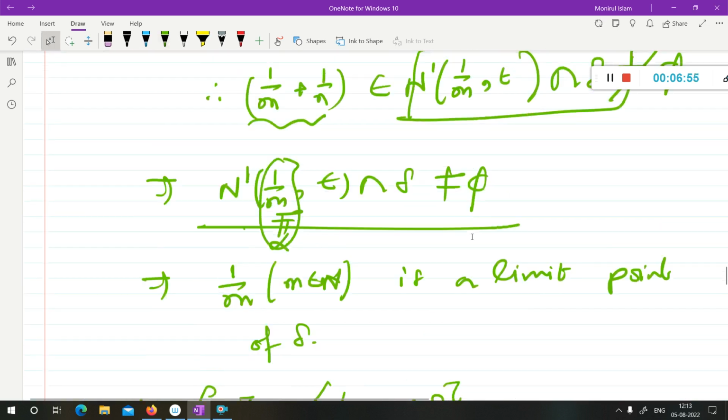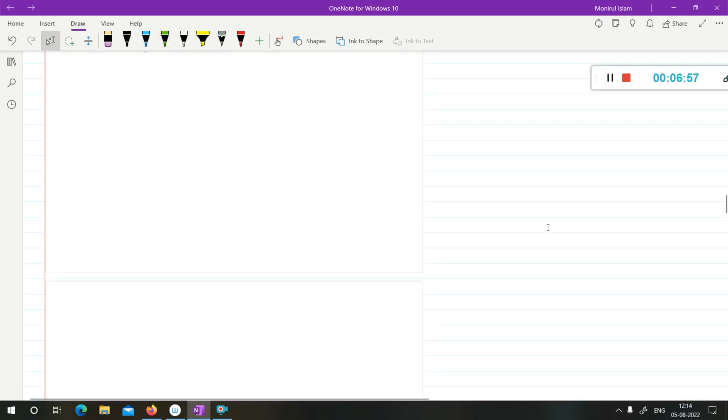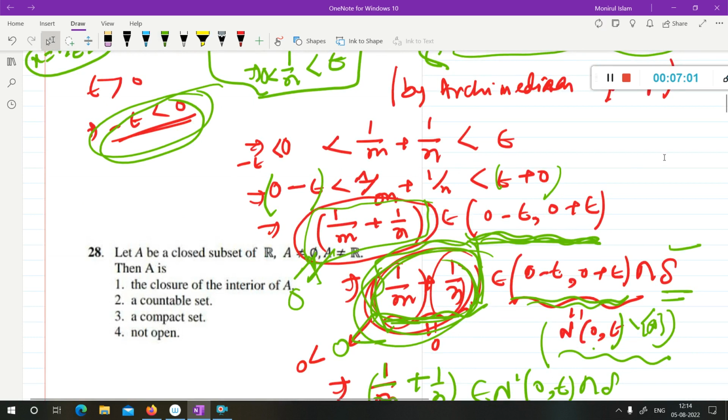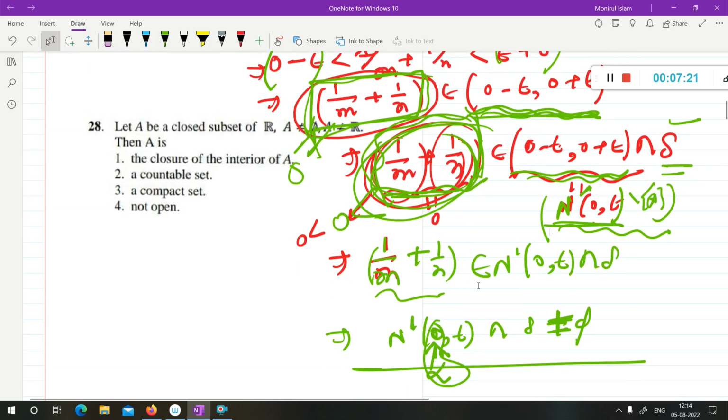Now if you add these two inequalities, then you get this. Now 0 is less than, so greater than minus epsilon. So now you can write 1 by m plus 1 by n belongs to this interval. Now this number is never 0, because m is a natural number. So this number is never 0. So you can say this number belongs to the deleted neighbourhood of 0 with epsilon, and it is also in the set. So 1 by m plus 1 by n belongs to N dash 0, epsilon, because this is never 0.